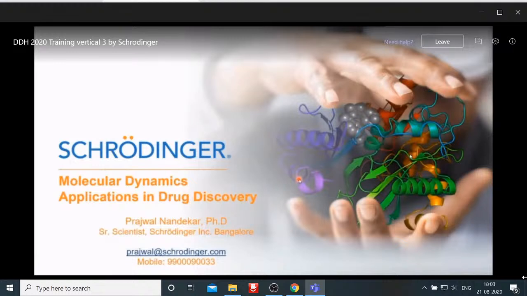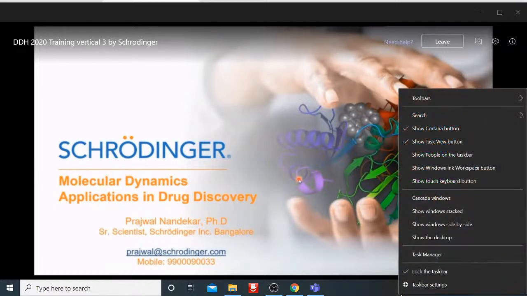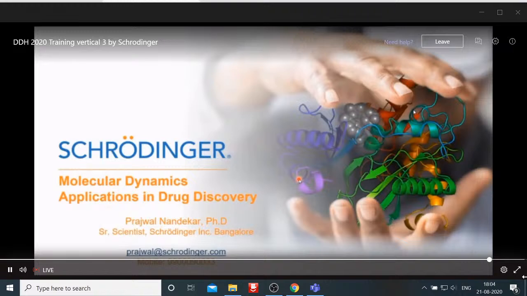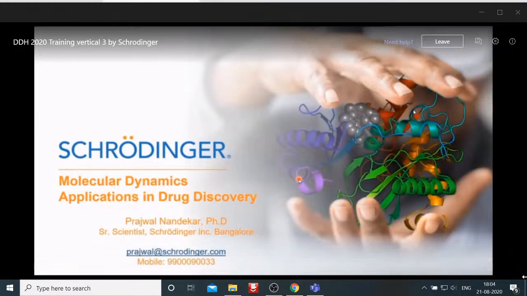So today I'm specifically going to focus on Desmond, which is a tool from Schrodinger. With Desmond, it is very easy to perform MD simulations and to perform analysis. My complete focus will be on how easy it is to perform MD simulations using Schrodinger Desmond, and not only performing MD simulation, but how easy it is to perform MD simulation analysis using the Desmond tool. That will be my primary focus.